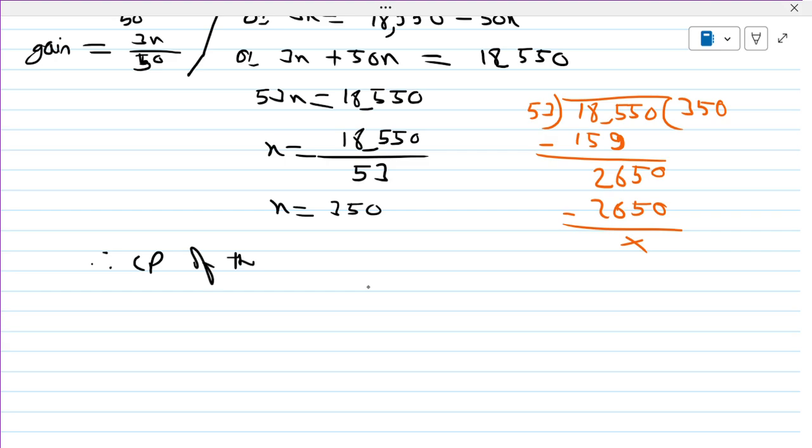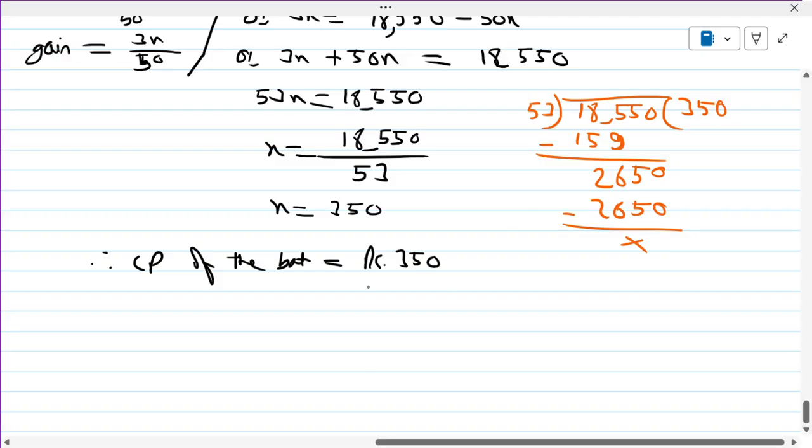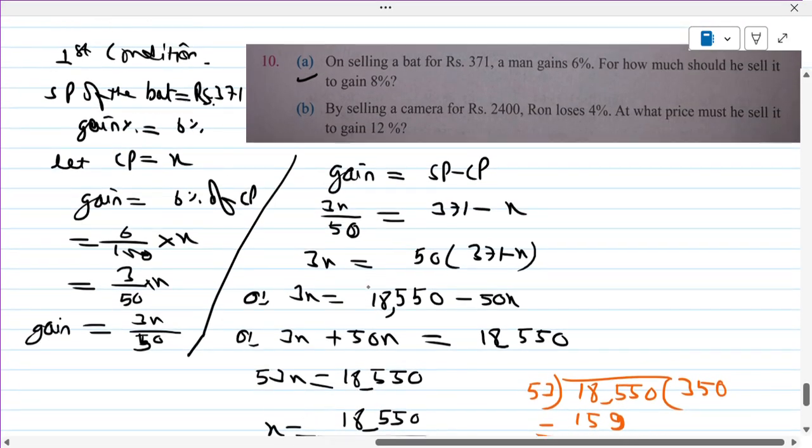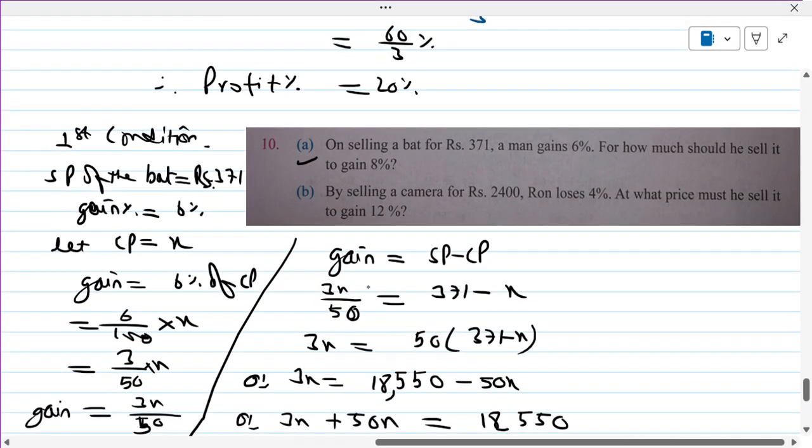Therefore the cost price of the bat is rupees 350. So we got the cost price of the bat. And now go for the second condition, or second case, or second scenario. In the second case they said: for how much should he sell it to gain 8%?